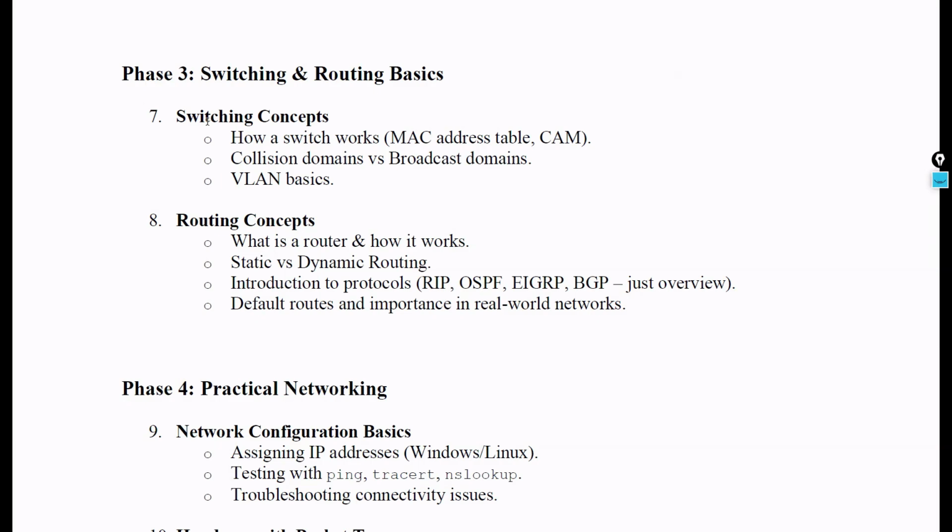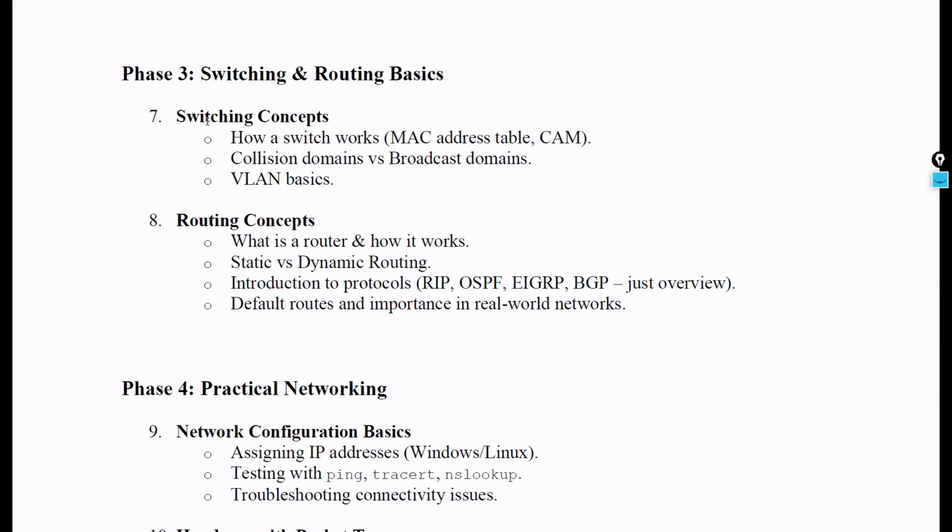Once we are done with this concept, then further we will move on to the routing concepts. In the routing concepts, we will see what a router is, how the router works, why we need a router, why a switch cannot do the things, and nowadays what is happening, right? So those all things we will see.